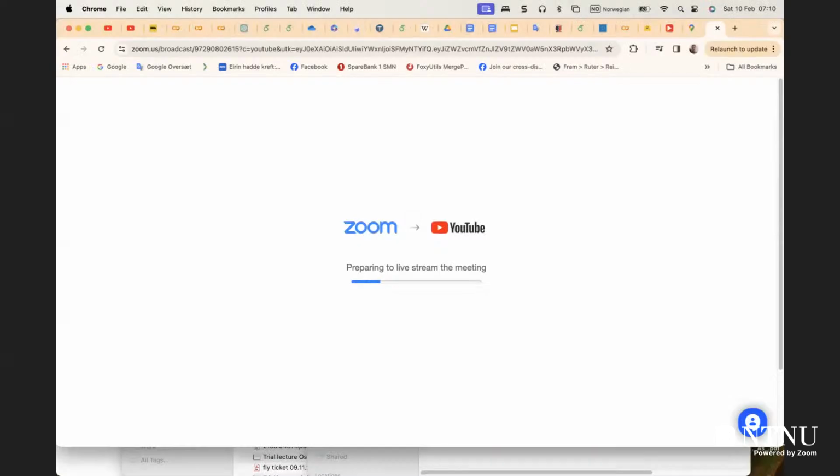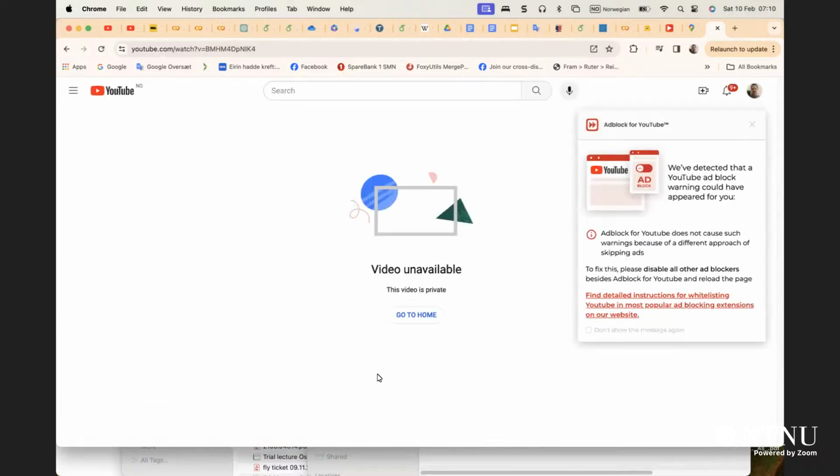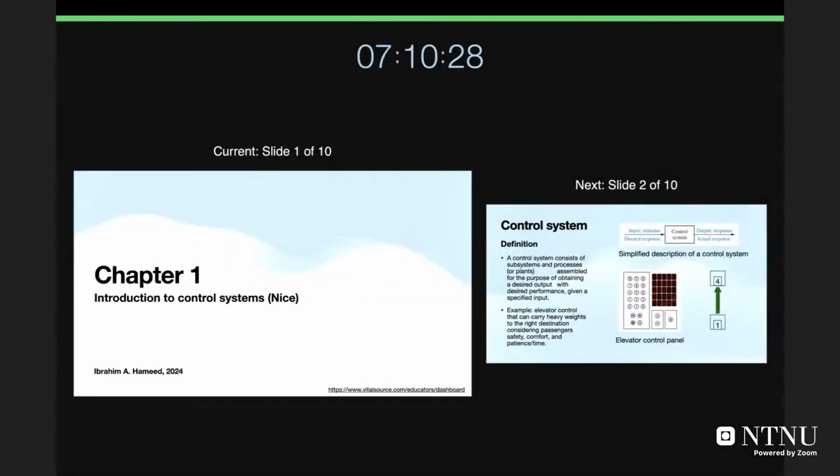So today I would like to give you a short introduction to control systems. We'll use a book from NISE. And in this introduction, I would like to start with an example so we can understand what is the meaning of a control system.